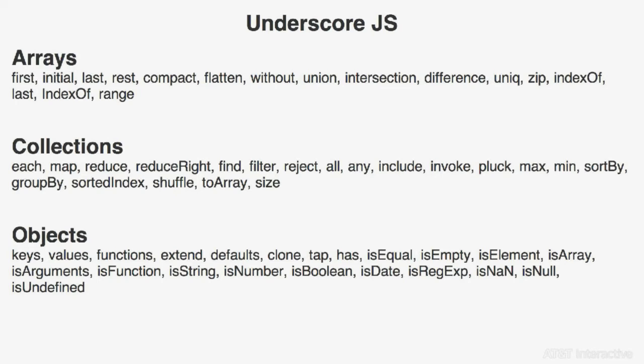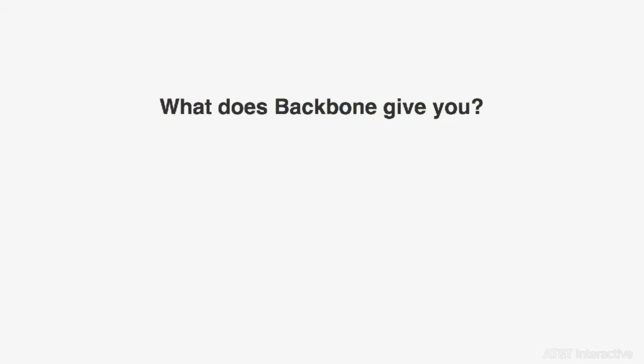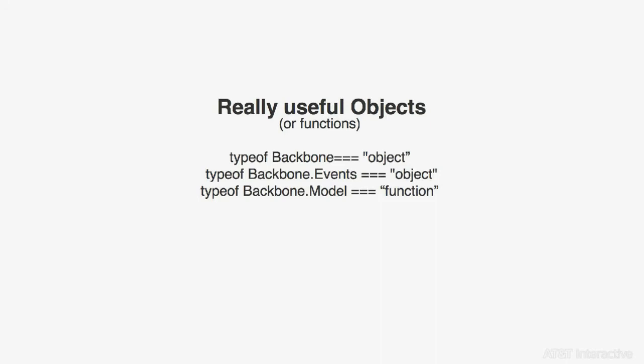Okay. So what does Backbone give you? It gives you more objects. In JavaScript, everything's an object, so what you get are just more happy objects. These are really useful. Some of them are functions, but functions are objects too in JavaScript. So it's kind of confusing, but I don't really get it either.